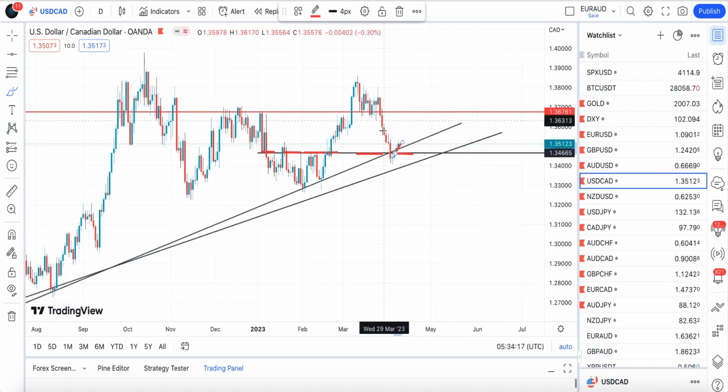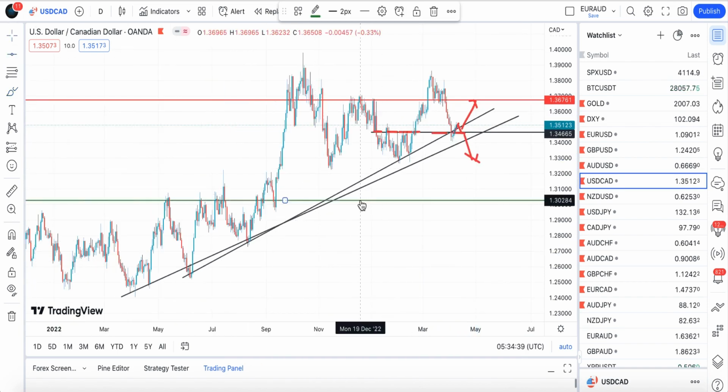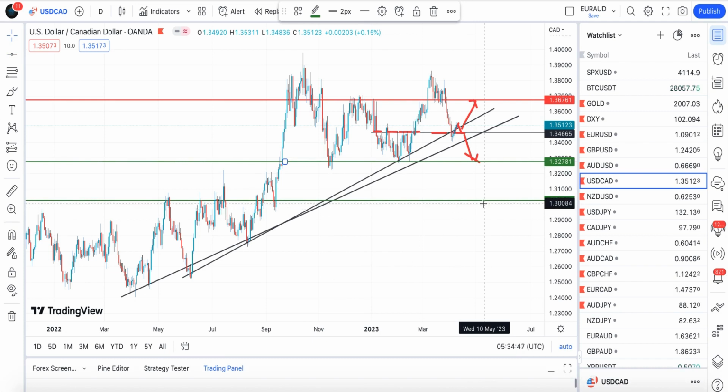If the CPI result comes out better than expected, then we might see a retracement and then a move to 1.36761. If it comes out worse, or below expectation, then we might see a break to the downside on US dollar CAD. That is where we'll be looking at this area for a target. So this might be the first target and this might be the second target if the CPI comes out below expectation.